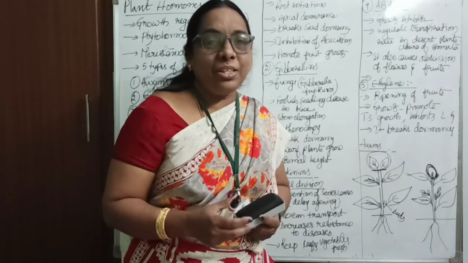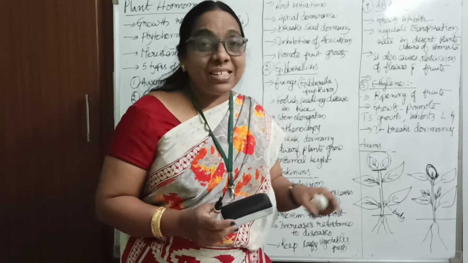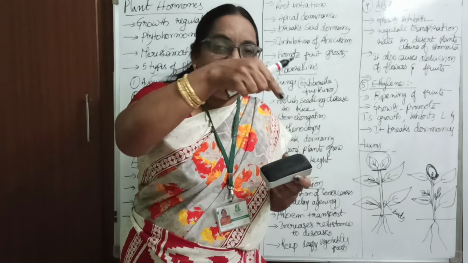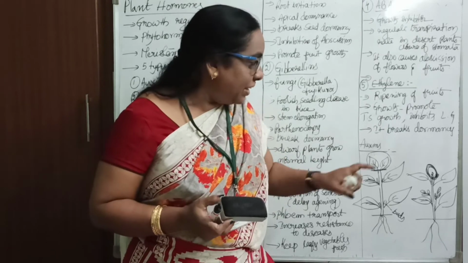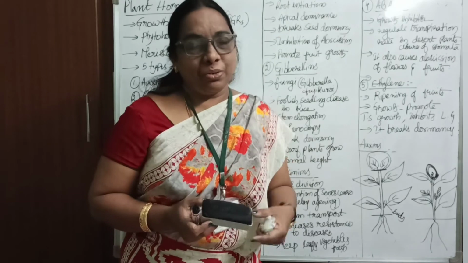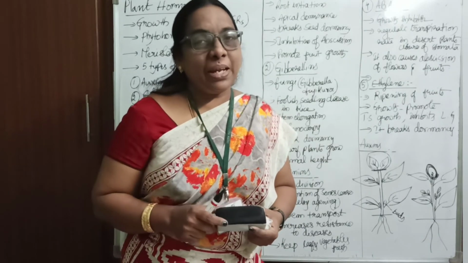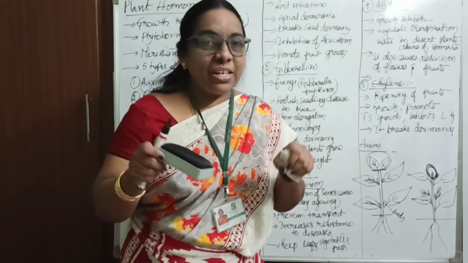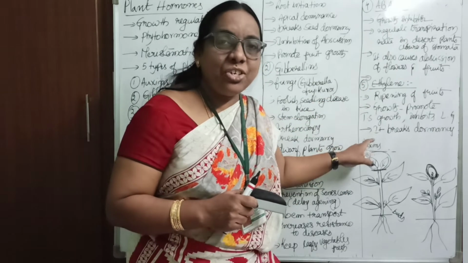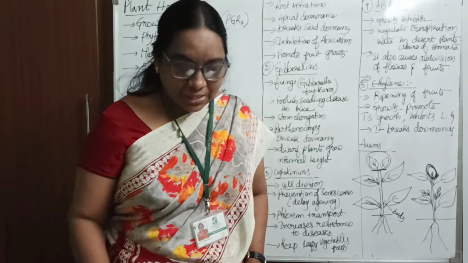Actually, how is this growth promoted? It is transverse growth. Transverse means widthwise growth is promoted by ethylene, and it inhibits the lengthwise growth. Lengthwise growth is inhibited, and widthwise growth is promoted with the help of this ethylene hormone. As usual, it breaks the seed dormancy also.